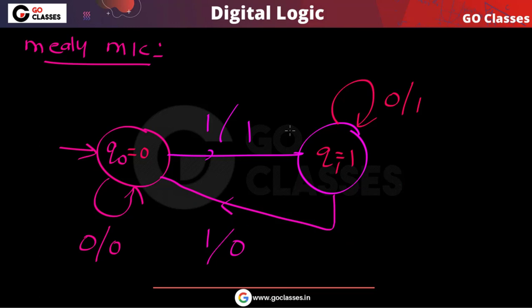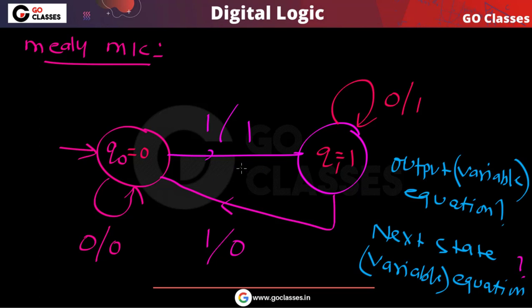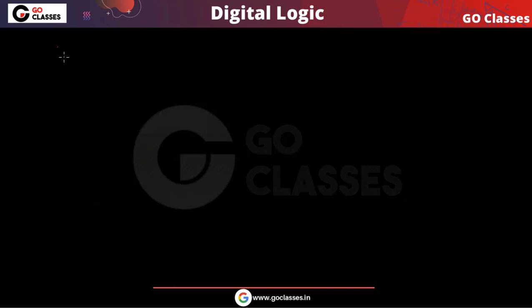Okay, so let me ask you one more question here. In this question, you write the output variable equation, and you also write the next state equation. So let's see. Can you do this? You can pause the video and try to write the output equation, and you can also try to write the next state variable equation. Okay, so let's assume the output variable is y.